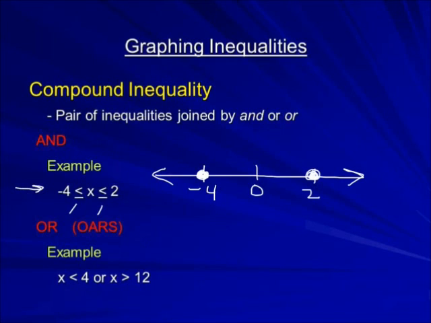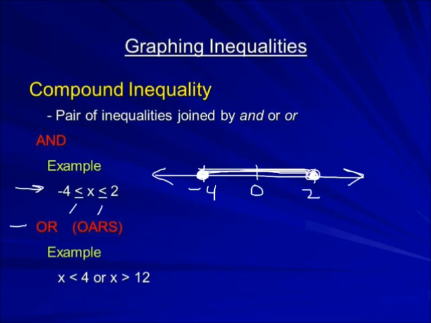All right, so in an and inequality, x is greater than or equal to -4 and less than or equal to 2. So that means it has to be any numbers between -4 and +2. Anything outside of there won't work. For instance, 15. 15 is greater than or equal to -4, but not less than or equal to 2. So it fits one, but not the other. It has to meet both in this case.